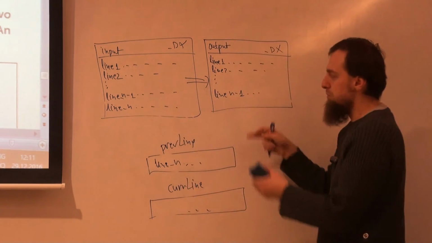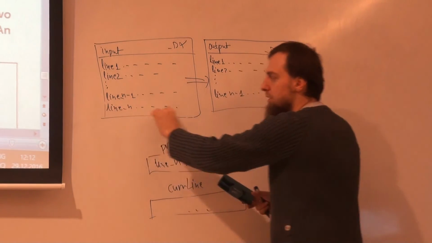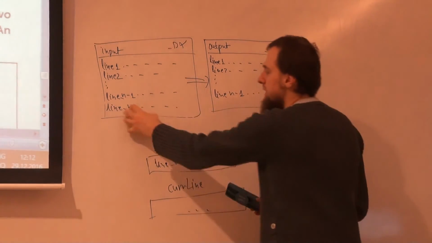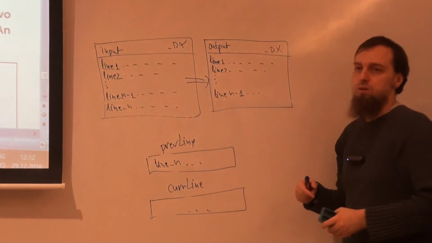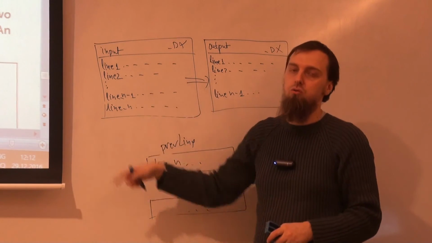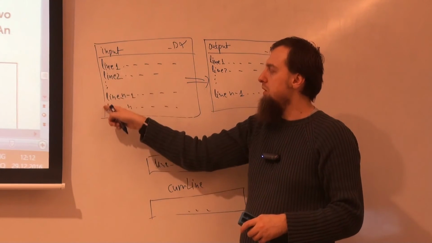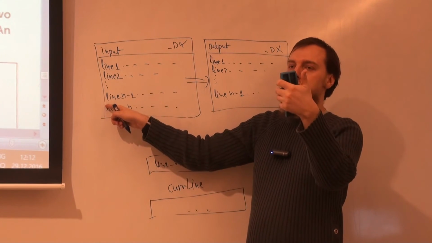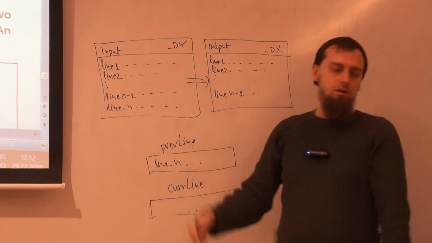I didn't put it to the output. And I'm trying to get another line here, but I cannot get it. Since I cannot get it, I don't put the last line here. Okay? So I don't have to iterate twice to count the number of lines and go to the beginning and write them. I just go: if I can take a line, I put the previous line to the output.